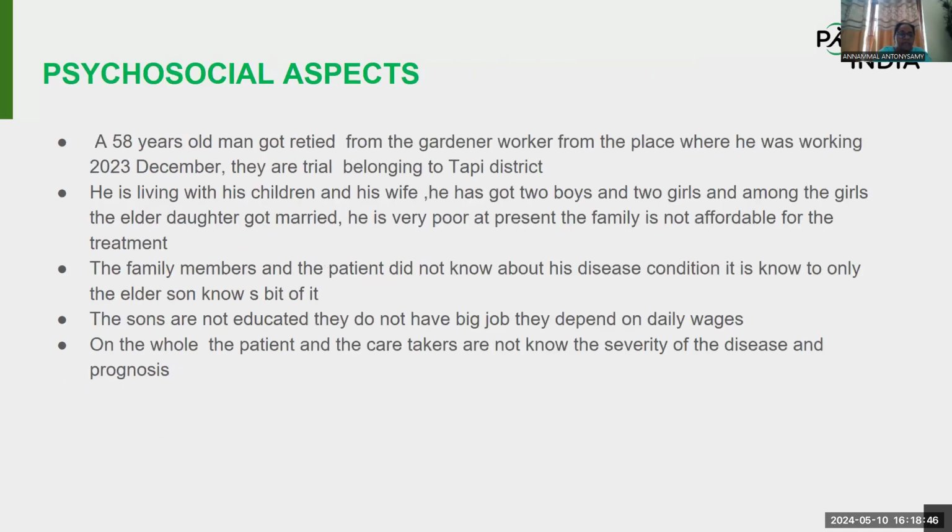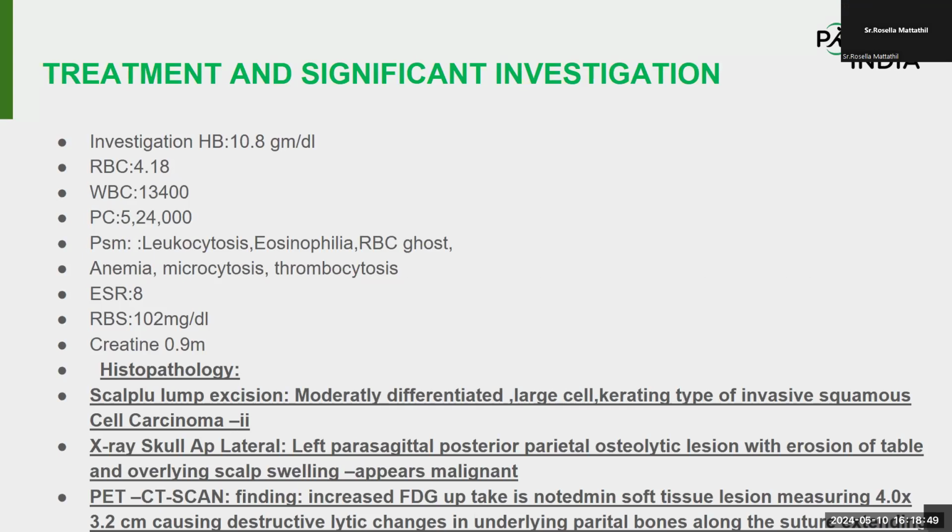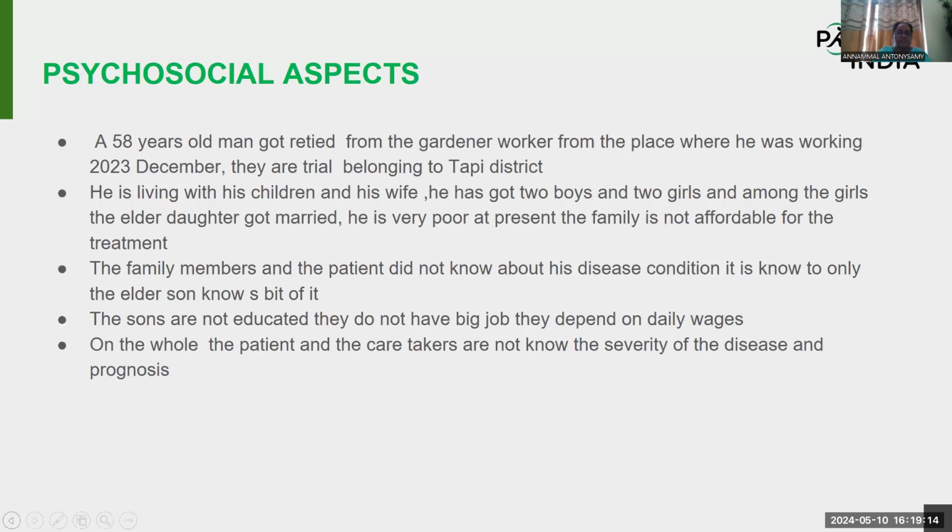PET scan: increased FDG uptake is noted in a soft tissue lesion measuring 4.0 into 3.2 centimeter, causing lytic changes in underlying parietal bones along the sutures. Okay, I'm not able to read that.